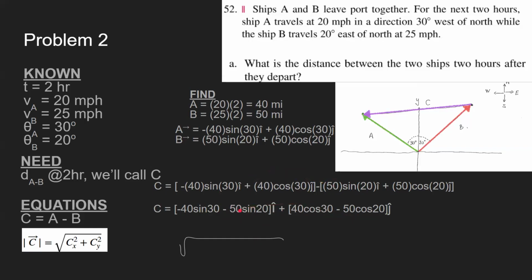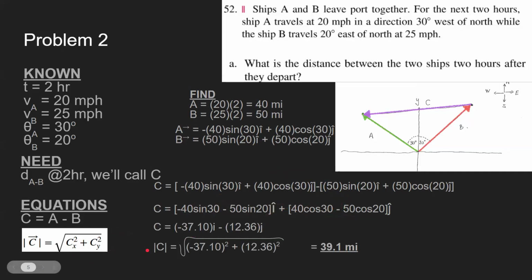But now the reason why we did that is because we have to use this formula. Now we have this is the CX, this is the CY. Now, we would calculate those values, negative 37.1, 12.36, square those things, add them, take the square root, and bingo. That's our answer, which is the distance between them. And it's in miles because we start out with miles per hour.